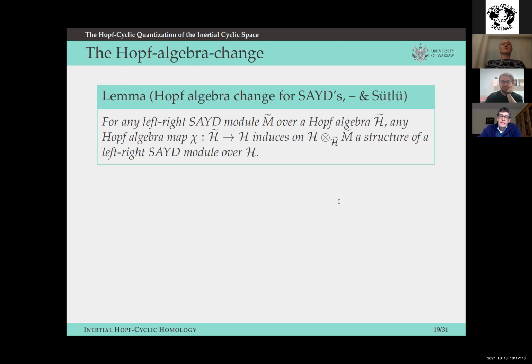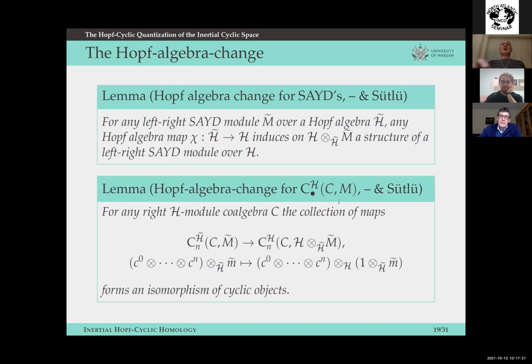Yes. So if we combine this base change for coefficients with the construction of this Hopf-cyclic object, then we obtain the following isomorphism. This means that under such a change from the first lemma, this Hopf-cyclic object is invariant. If you have any question, please ask me. If not, then I will ask Piotr to go forward.